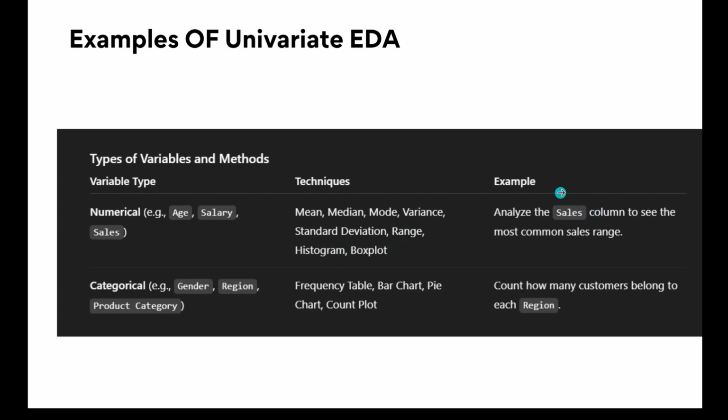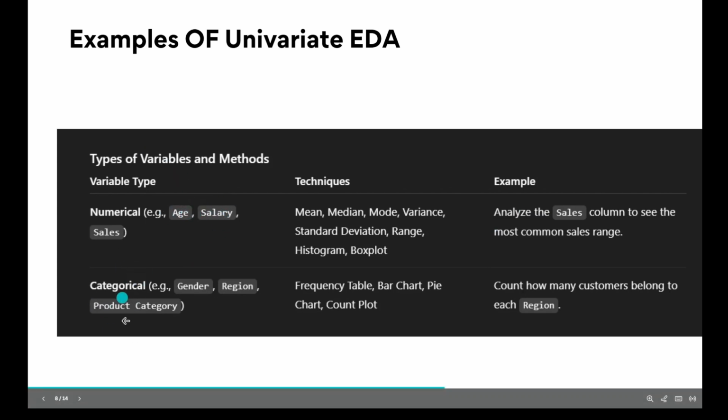Now we can, for example, decide to analyze the sales column to see the most common sales range. We can also decide to analyze the product column to actually see the different products owned by a particular company. Now that is under categorical though.